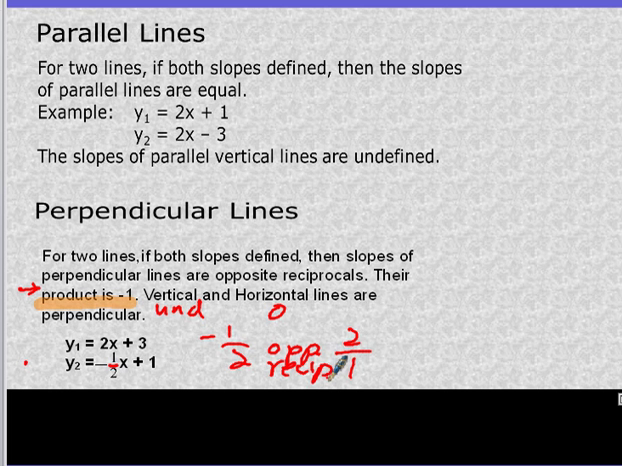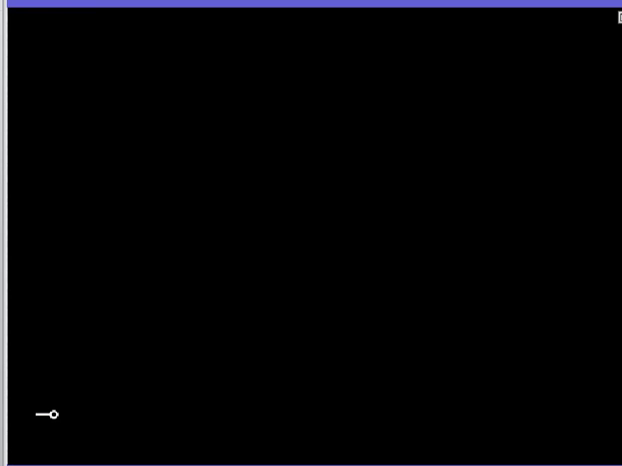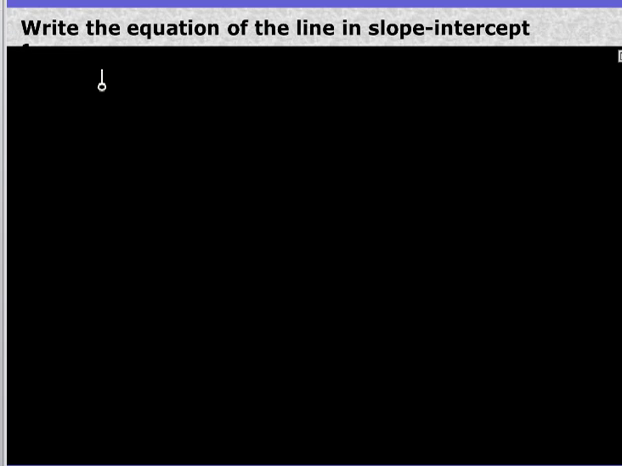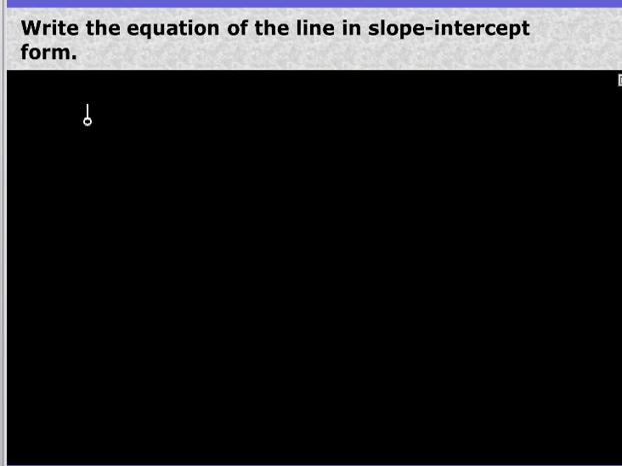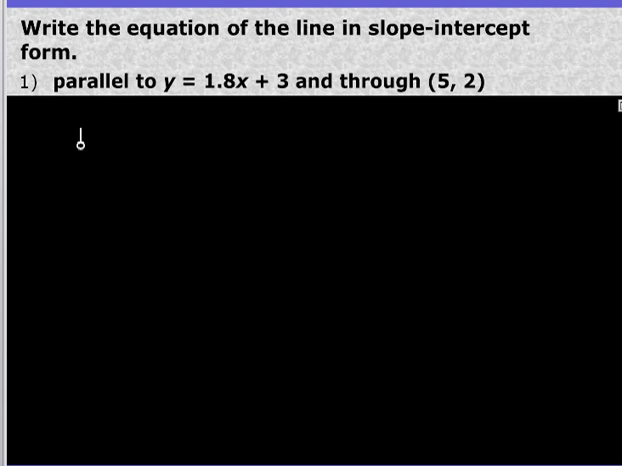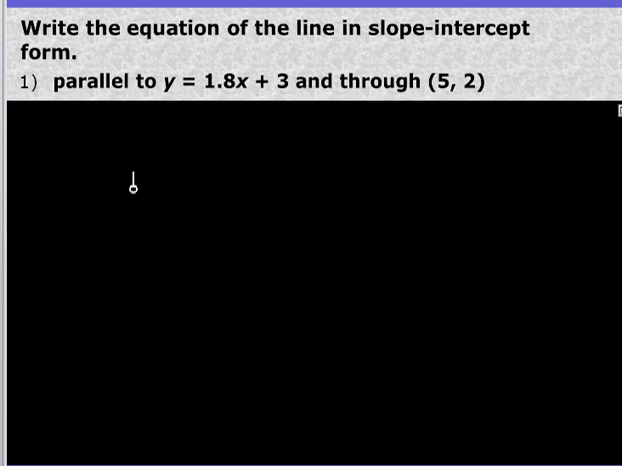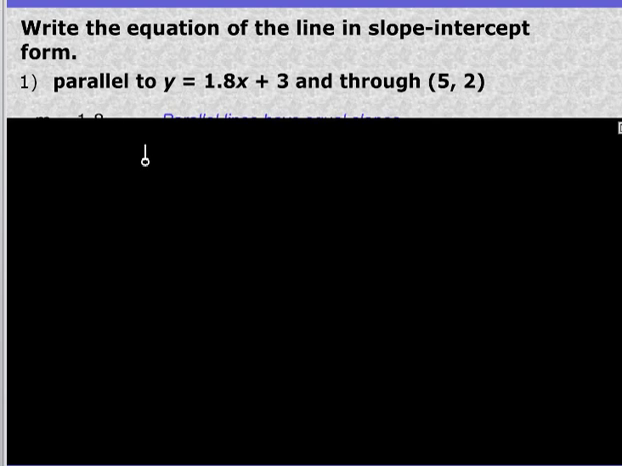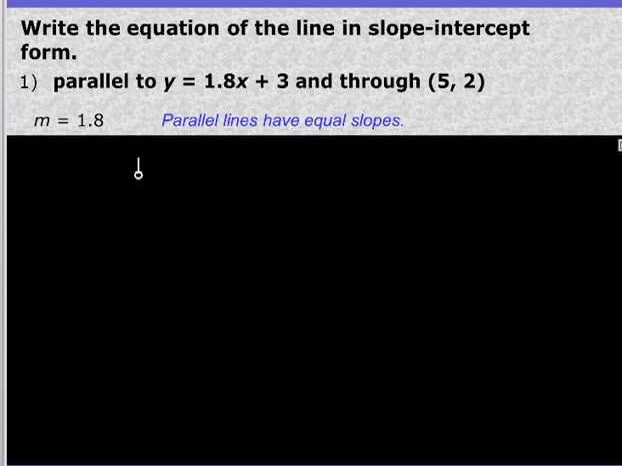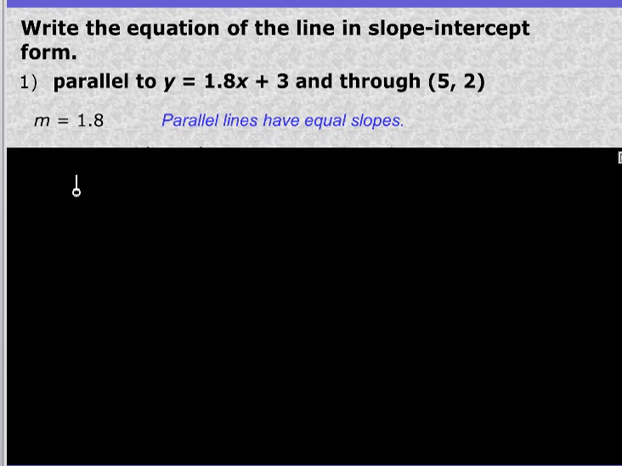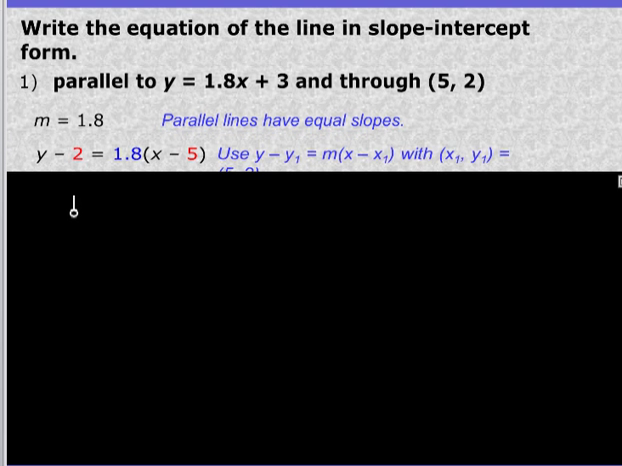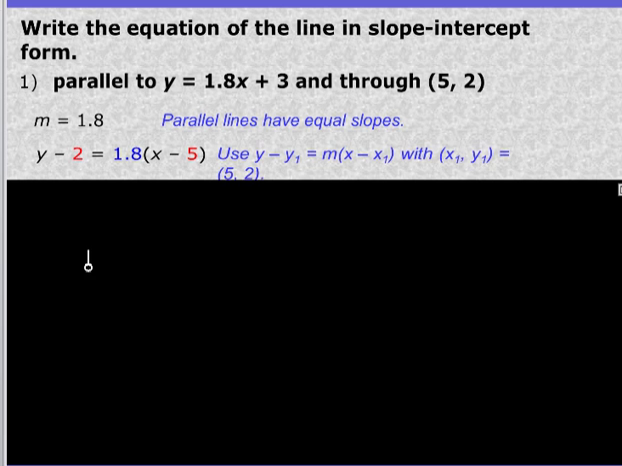Now we're going to actually write equations for parallel and perpendicular lines. Write the equation in slope-intercept form of a line that's parallel to y equals 1.8x plus 3 and goes through the point (5, 2). So we know right away what the slope is going to be. So we have a slope and a point, and we could use any of our methods to write the equation in slope-intercept form. So they've chosen to start with point-slope form.